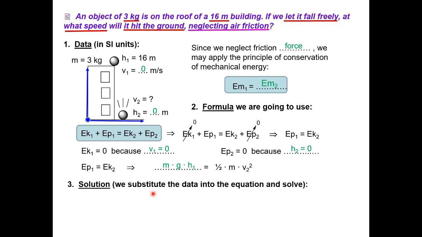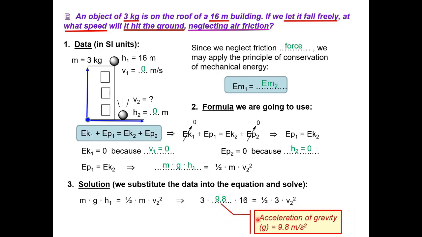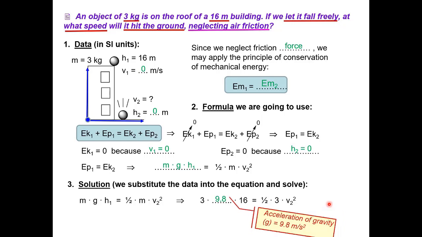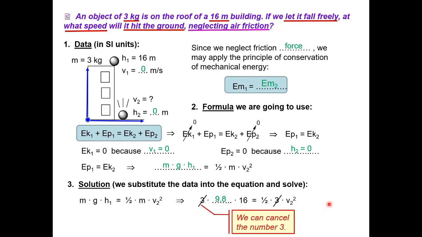Thirdly, we substitute the data into the equation and solve. Try to fill in the gap. Acceleration of gravity g equals 9.8 meters per second squared. We can cancel the number 3.